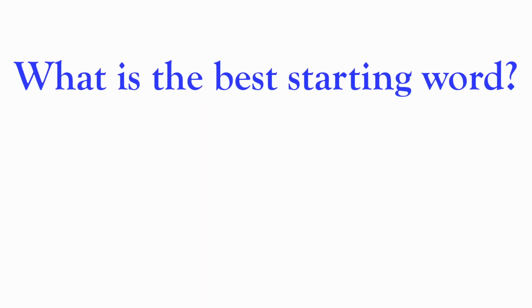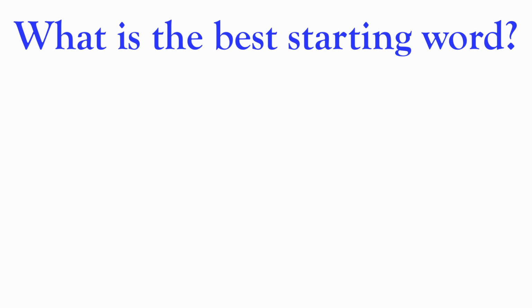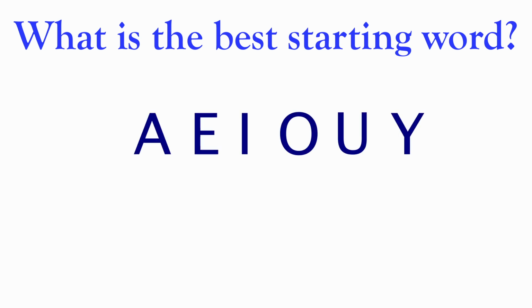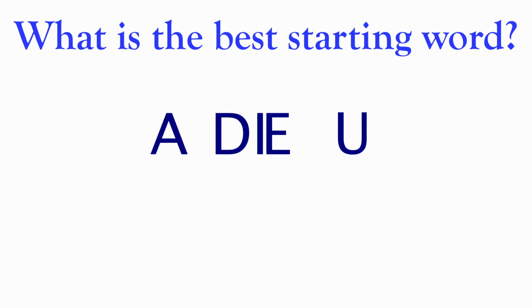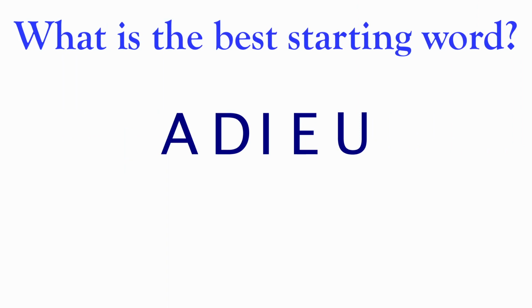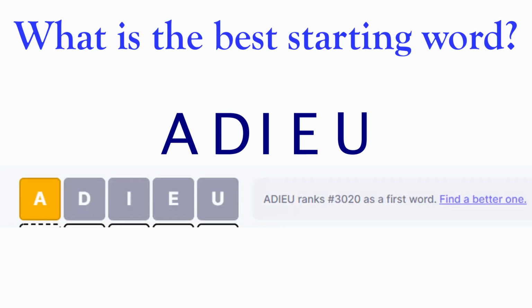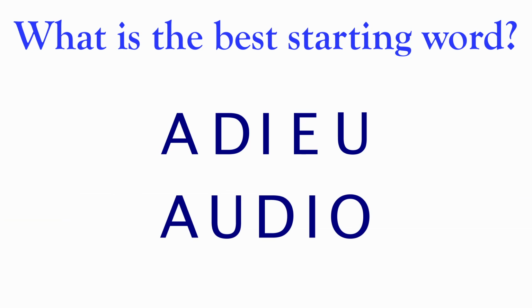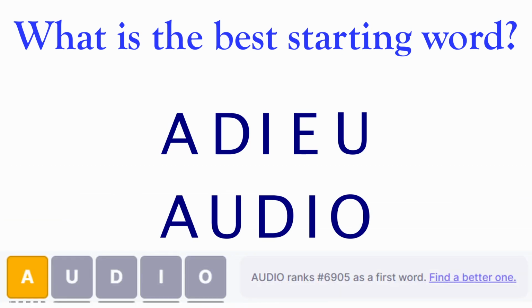We all have favourite words that we like to start with on Wordle, but you can actually use maths and letter frequencies to help. So we know every 5-letter word in the English dictionary, in fact every word, contains a vowel or a Y, so you may want to choose a word with lots of vowels. One such as adieu, which according to wordplay.com is the 3020th best first word, whereas audio is the 6105th.